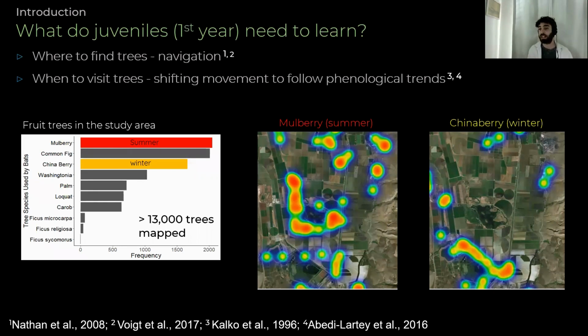And you can see that if a bat has never experienced winter before, as juveniles haven't, then it will have to know how to switch between, for example, mulberries and China berries and anything in between. And you would expect that to influence its movement pattern to be more explorative and less targeted.